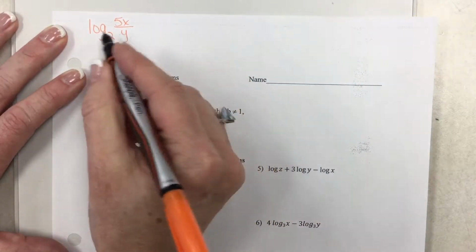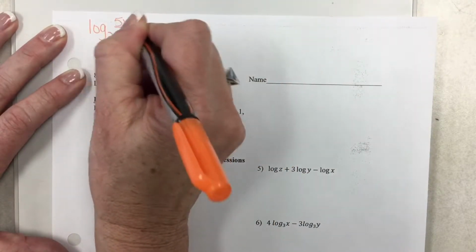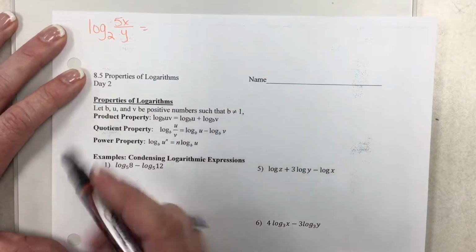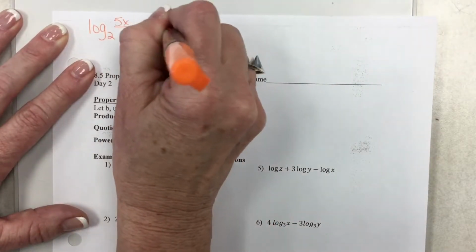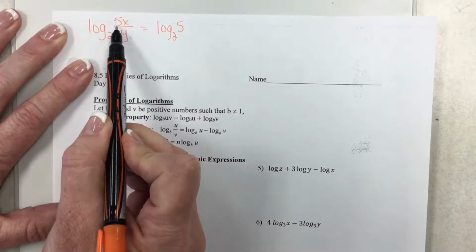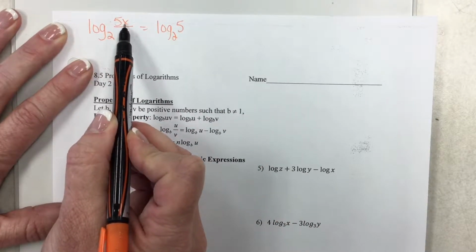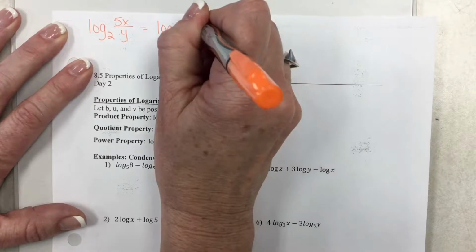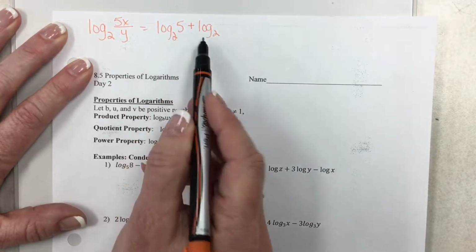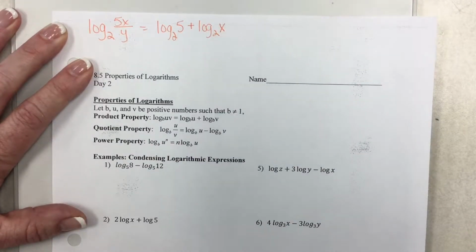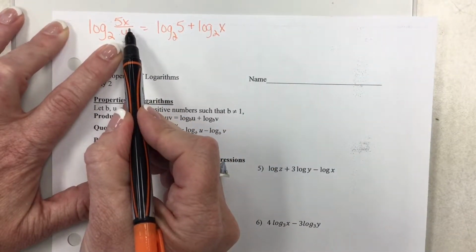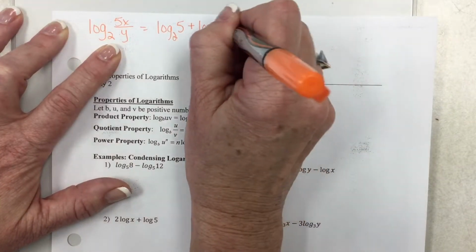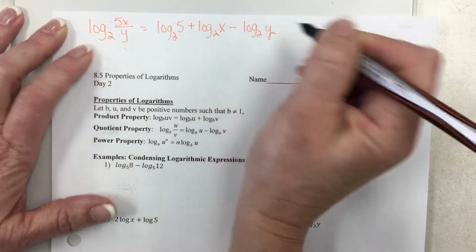So 3, every log is going to have the same base, and these factors are going to be separated by pluses or minuses depending upon if it's multiplication or if it's division. So I start out with log base 2 of 5. 5 is being multiplied by x. So multiplication means what when I'm expanding? Addition. So I get my second log in there. So log base 2 of x. And then y is being divided, and when I'm expanding logs, division means subtraction. And so then I am able to write my last log.